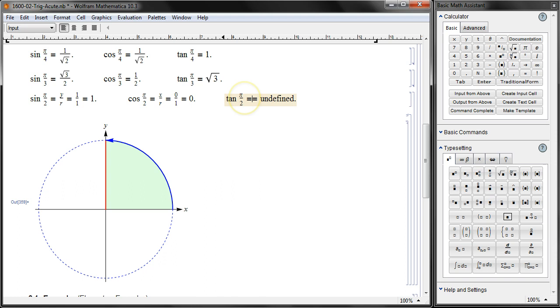How about tangent? This is y over x, isn't it? Vertically goes up by 1, and horizontally 0. Hey, wait a minute, what is 1 over 0? That's undefined. So tangent is undefined at theta equals pi over 2. They all come from the degenerate triangle.